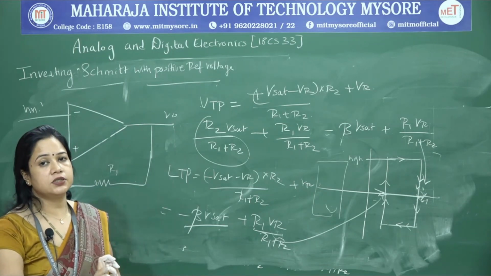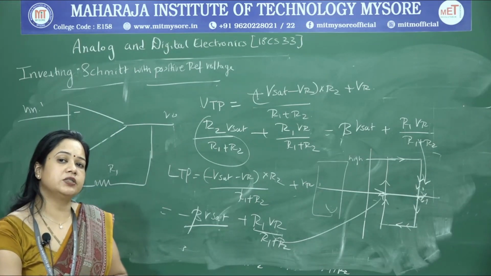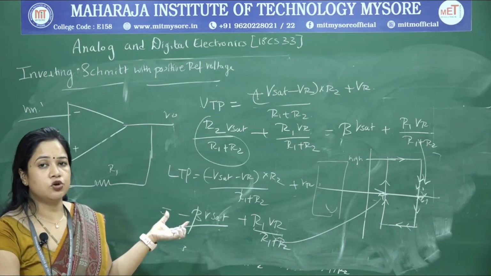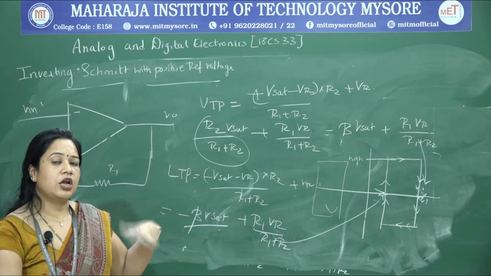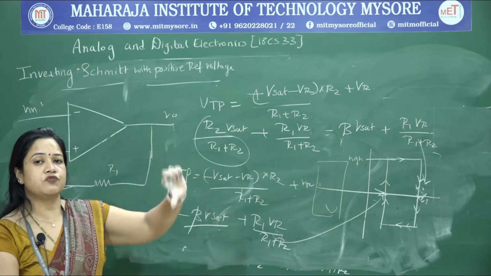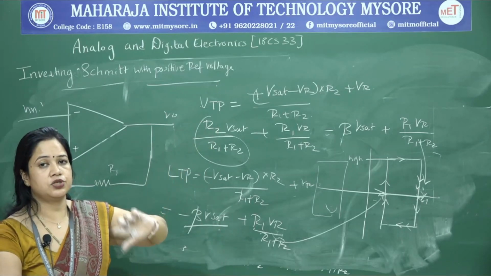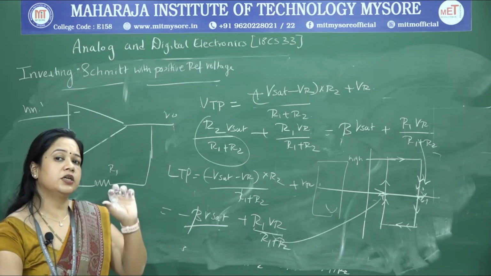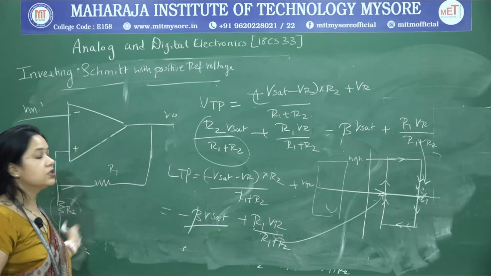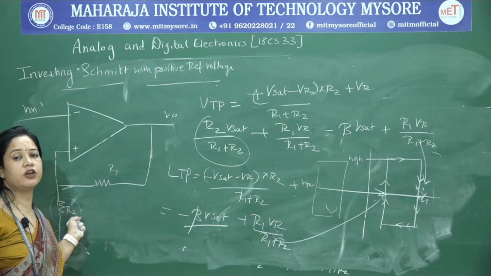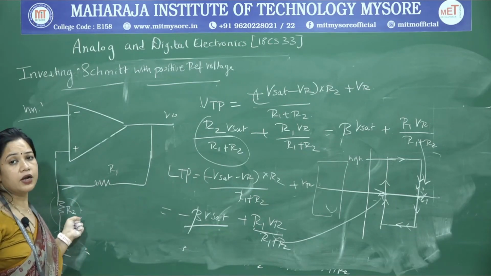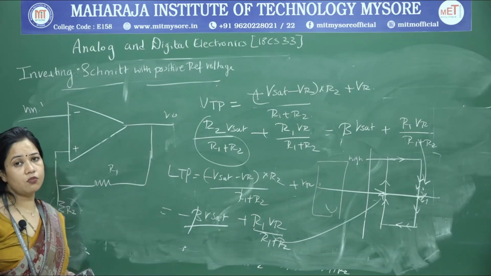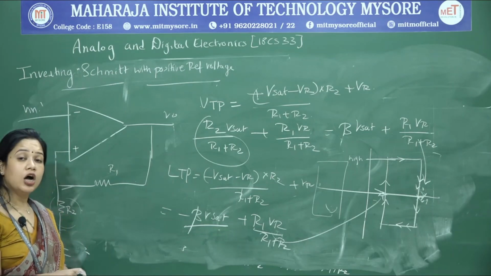The inverting Schmitt trigger is a Schmitt trigger circuit wherein the input voltage is applied to the inverting terminal, and you have two threshold points which allow the output to be switched from positive saturation to negative saturation, or negative saturation to positive saturation, depending on the threshold points. Your threshold points are determined by the feedback components. It depends on the feedback factor, which in turn depends on R1 and R2. So this is basically the inverting Schmitt trigger with positive reference voltage.